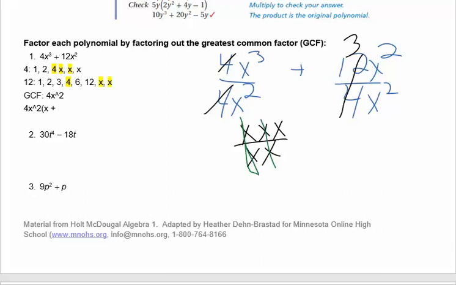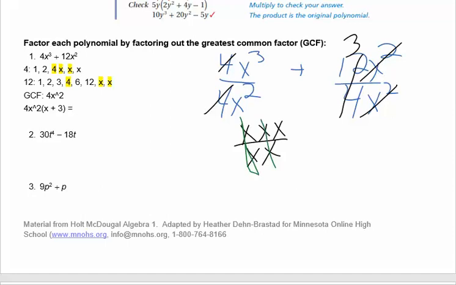What about x squared over x squared? They're exactly the same thing, so they're going to cancel. So all I'm left with for the second part of my parentheses is 3. Now you can check this by using the distributive property.